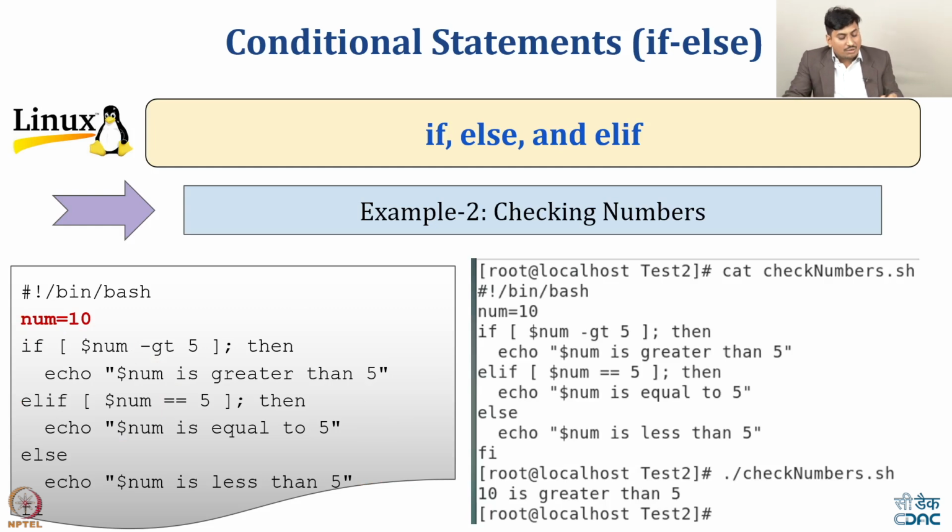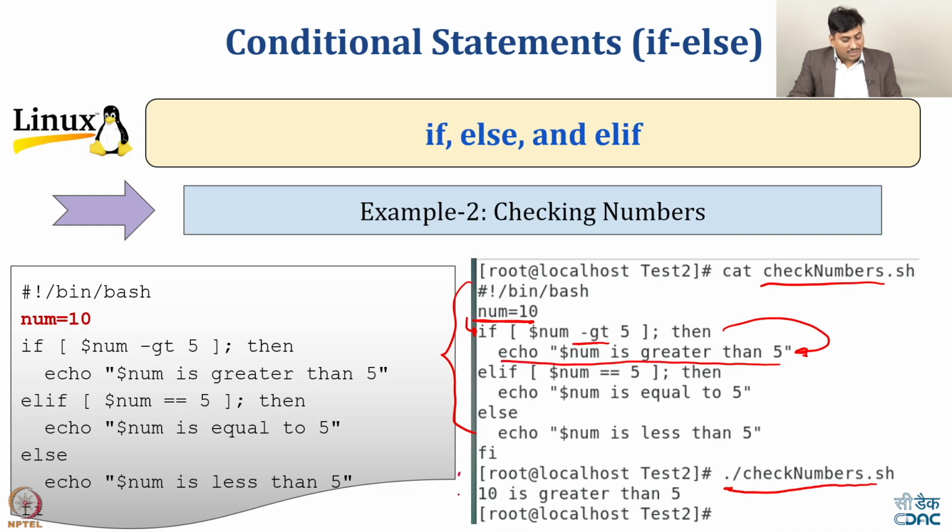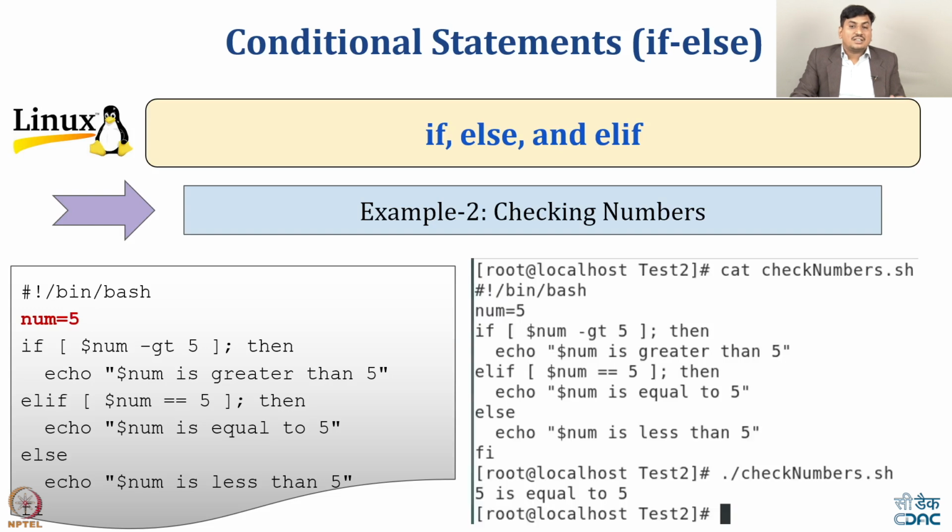Okay, the same program I have written into this particular check number.sh script. Initially if I put the number as 10 and execute this program, it will check whether this particular number 10 is greater than 5. Yes, it means that it will execute this section of the program, you can see that, and it will print this and exit the code.